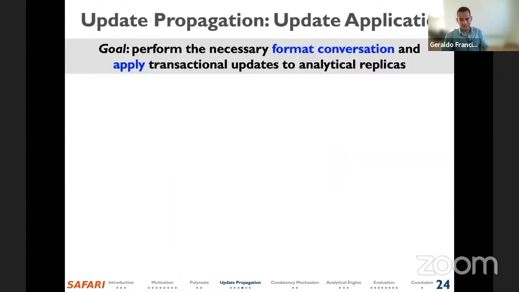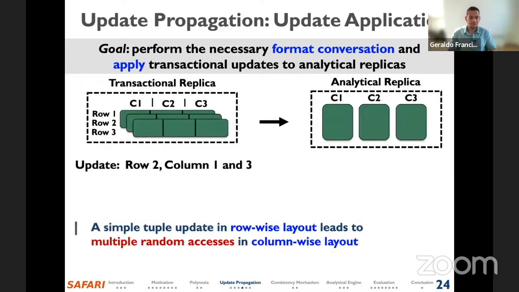Next, we describe the overall idea behind the update application process that we implement. Its main goal is to perform format conversions and apply updates to the analytical replica. Transactional and analytical workloads benefit from different data layouts due to their respective computation patterns. In a relational database, the transactional workloads store data using a row-wise format, where each row represents an entry in the database and each column represents a different feature. On the other hand, the analytical workloads store data in a compressed column-wise format, where each column stores several entries for a given feature in the database.